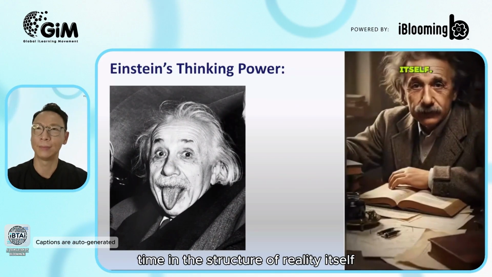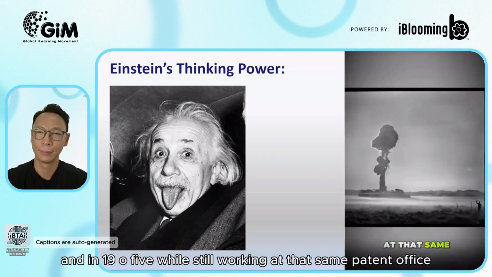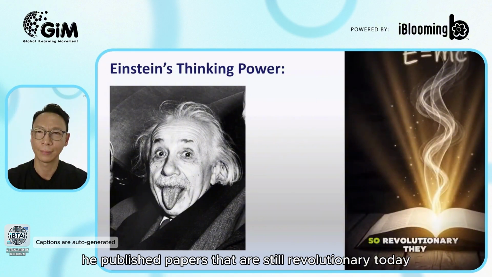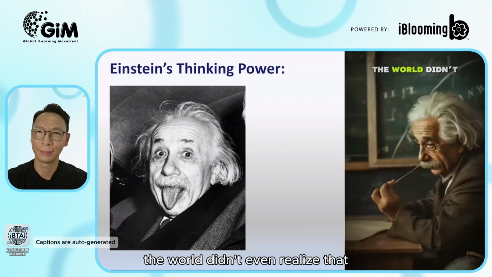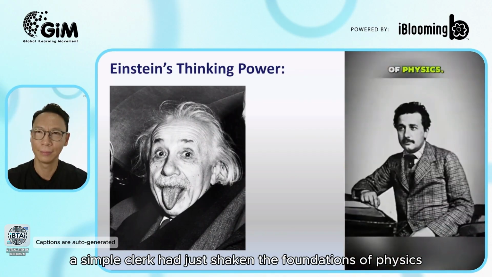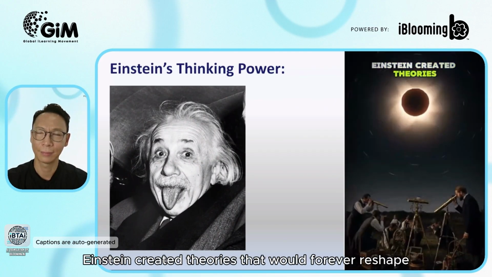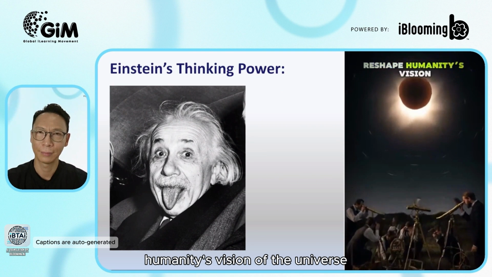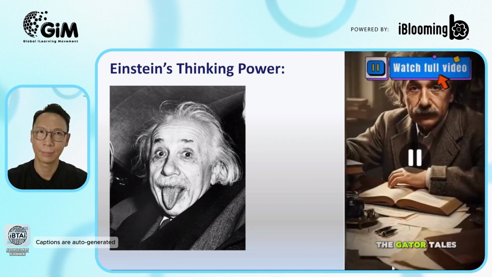time and the structure of reality itself, and in 1905, while still working at that same patent office, he published papers that are still revolutionary today. They were later called the Miracle Year. The world didn't even realize that a simple clerk had just shaken the foundations of physics from the quiet of an office desk. Einstein created theories that would forever reshape humanity's vision of the universe. Watch the full video now on the Gator.